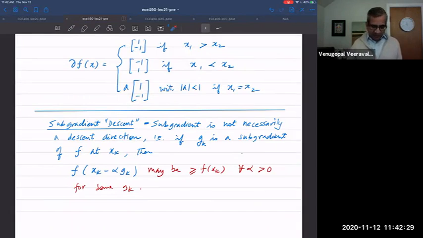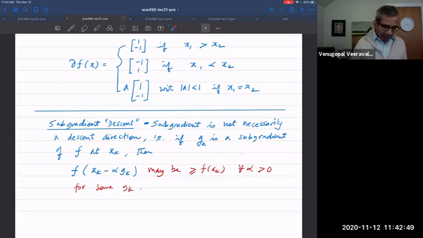And after the break we'll see an example of that, an example of a function with computed subgradients, and show that there are some subgradient directions that are not descent directions.